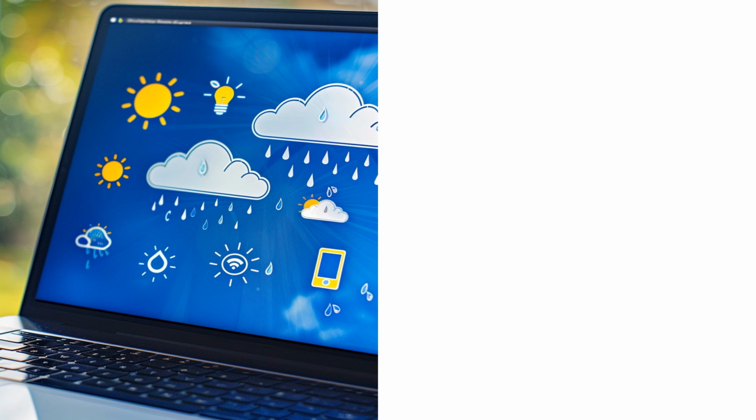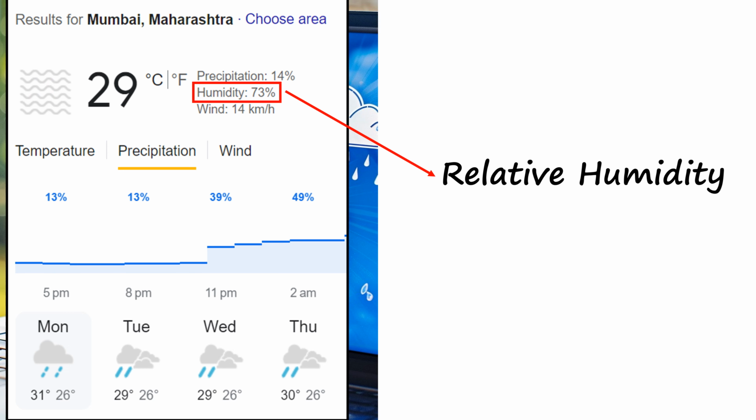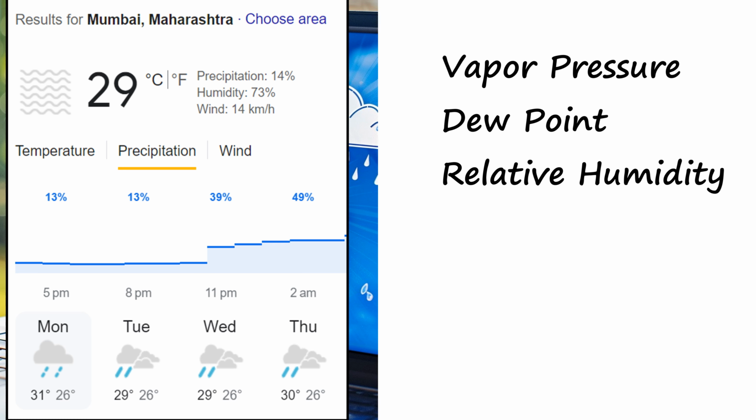We often check weather updates, which show parameters like temperature, wind speed, and a humidity percentage. That percentage is actually relative humidity, an indirect measure of water vapor in the air. Other metrics, like vapor pressure and dew point, also indicate moisture levels.